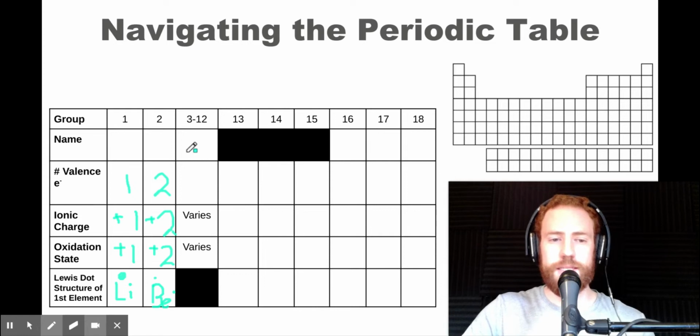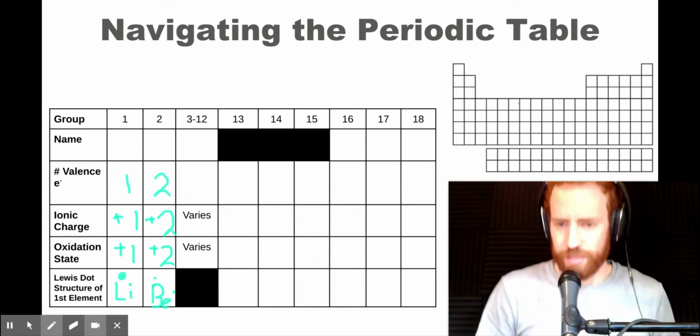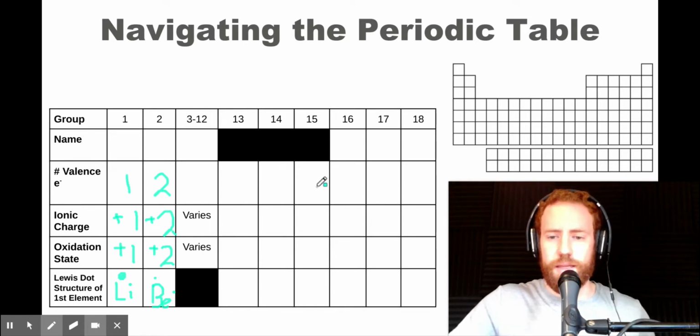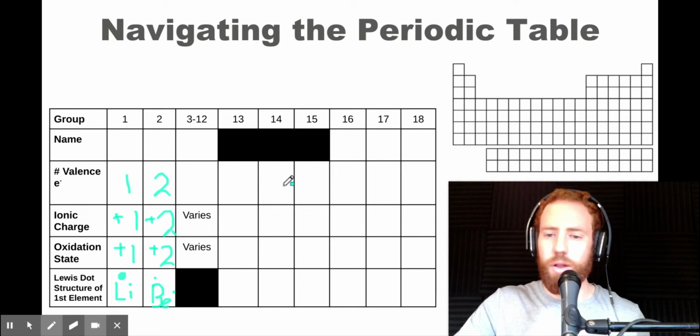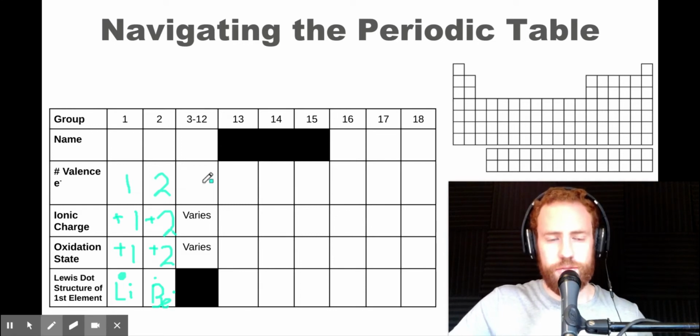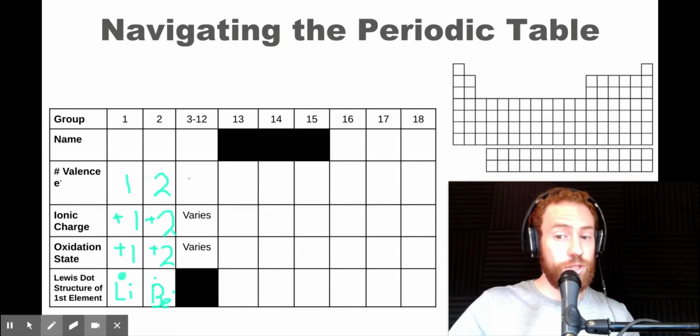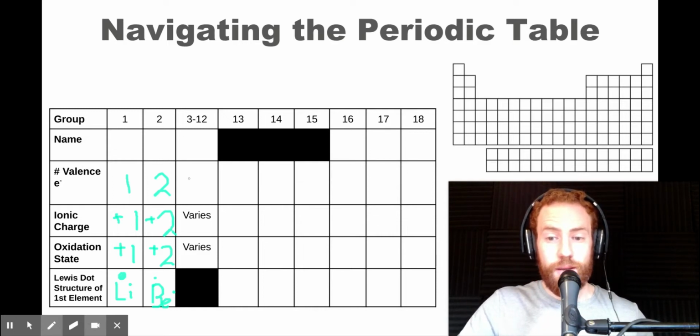So these are the transition elements. That's what I would write down there for the name. And everything here actually kind of varies a little bit. This is where it gets a little tricky. These transition elements don't always have the same number of valence electrons. Generally, it's 2 as a general rule, but it can vary.